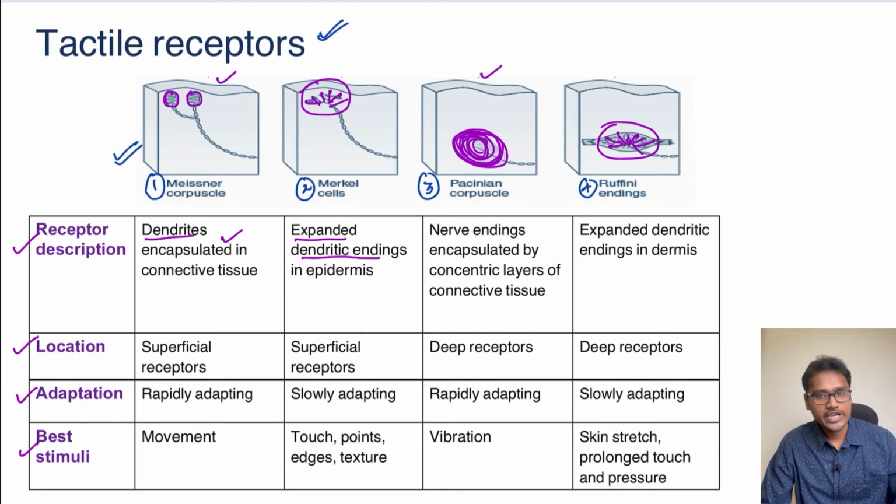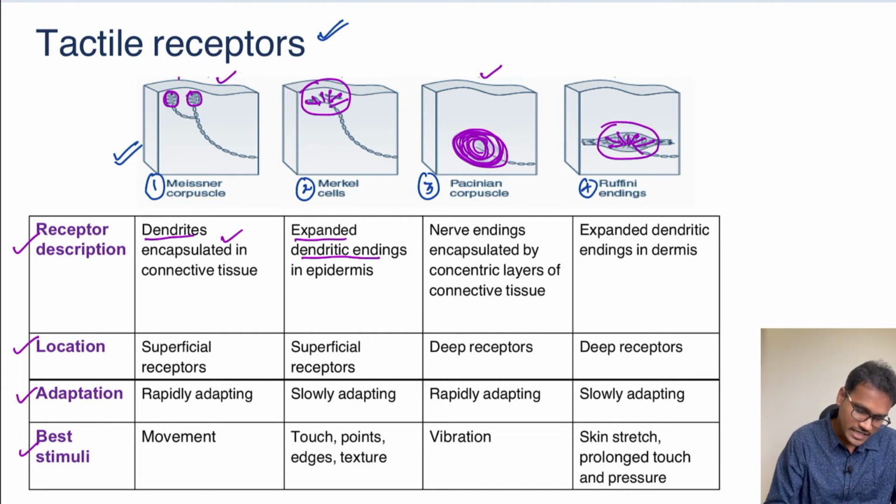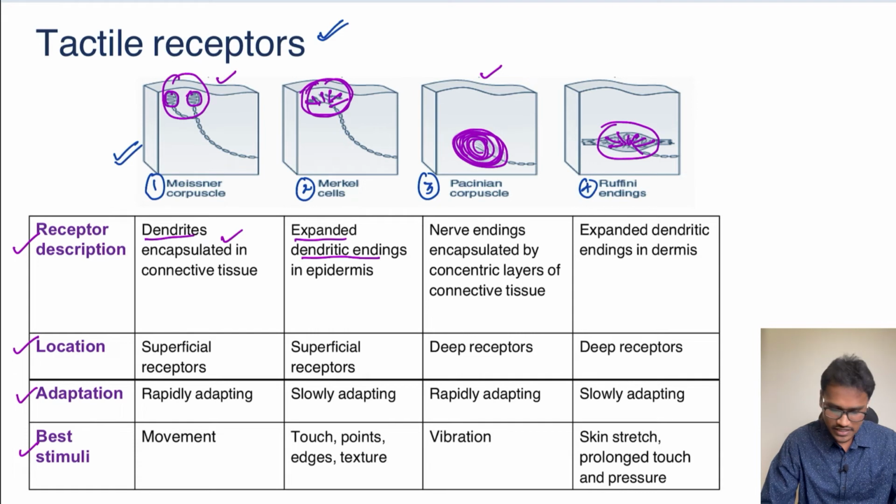Then coming to the location, from the diagram we can easily say the first two M's, that is the Meissner's as well as the Merkel's, are located superficially, and they are also called superficial receptors.